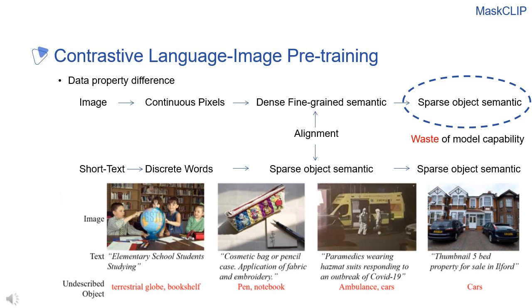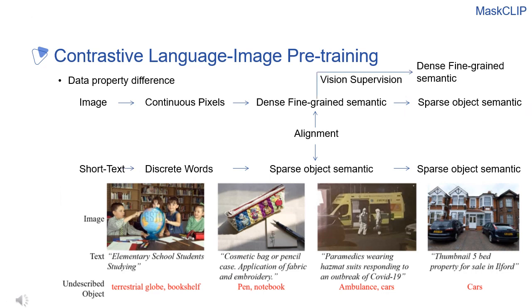Here we show some examples from the dataset we use. It can be seen that although the text describes the image properly, there are still many objects missed. So an intuitive idea is to introduce some additional supervision for the vision encoder and make it still focus on all the objects. And the well-studied vision self-supervised learning is a good choice.